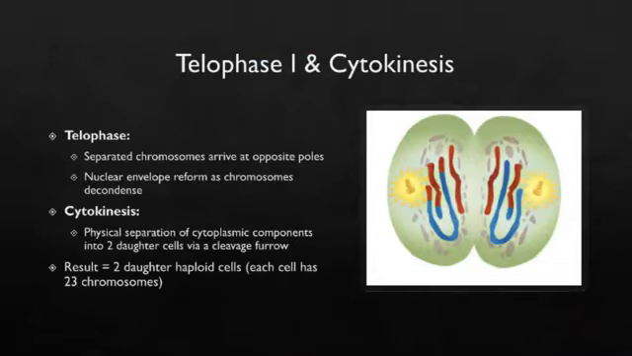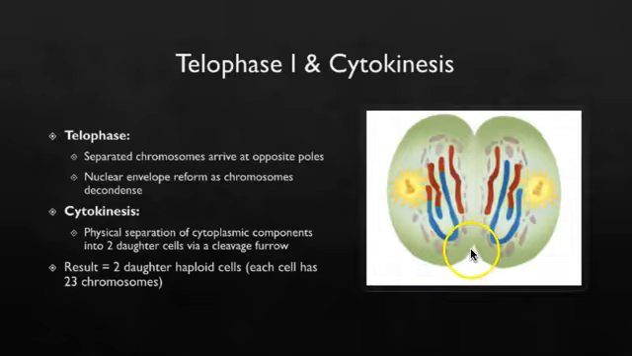So finally, let's wrap up meiosis 1 with telophase 1 and cytokinesis. During telophase 1, the separated chromosomes are going to arrive at each end of the opposite poles of the cell. And at this point, the nuclear envelope starts to reform. We can kind of see that in the gray over here. And the chromosomes begin to decondense slightly, and they're becoming less tightly coiled.